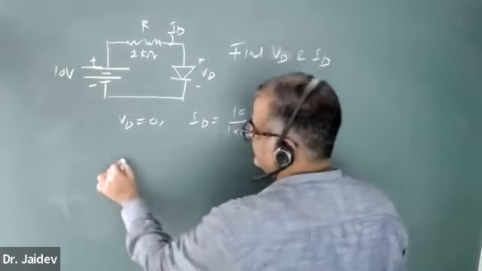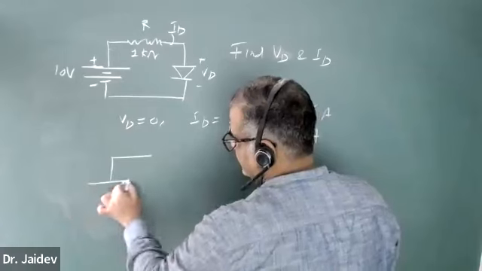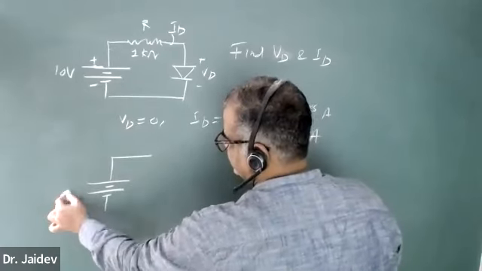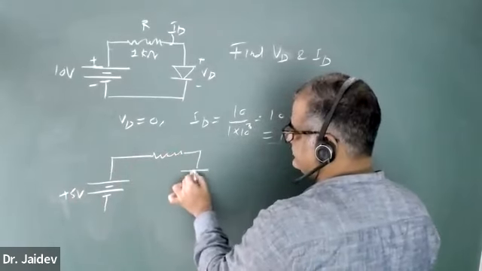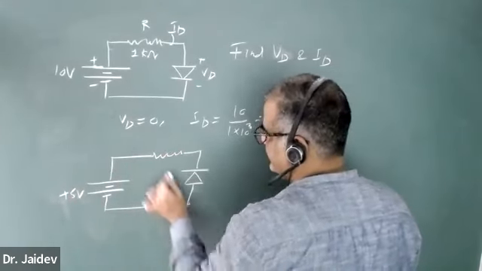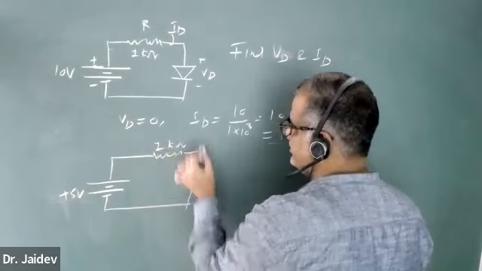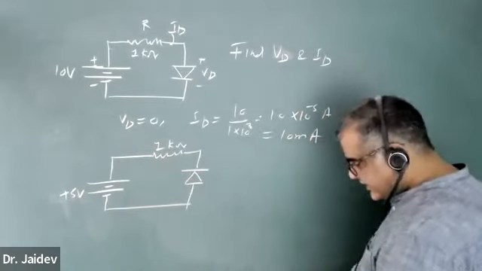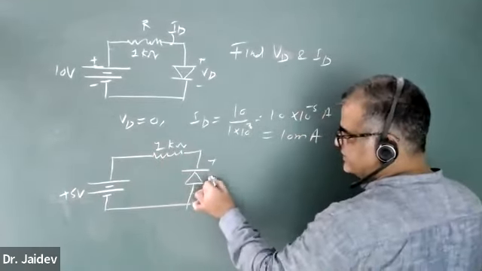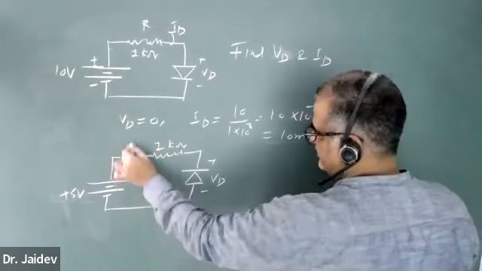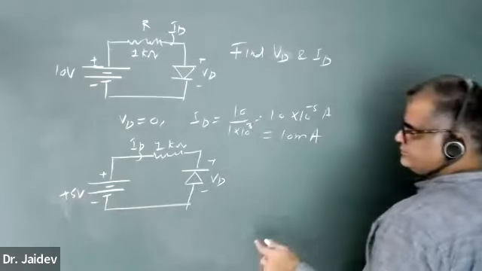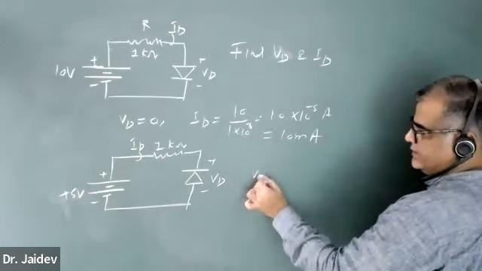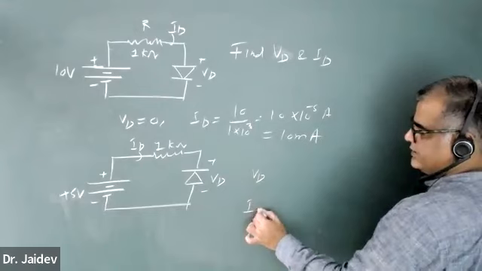Now just reverse this one. Now you use a battery, say, of minus plus, this is plus 5 volt. This is a resistance, this is a diode, say the same 1 kilo ohm. Now tell me what is VD and ID. I'm measuring VD like this. What is VD and what is ID?